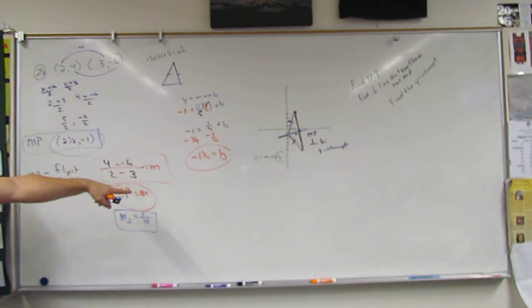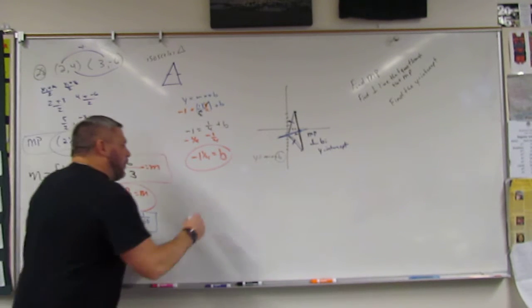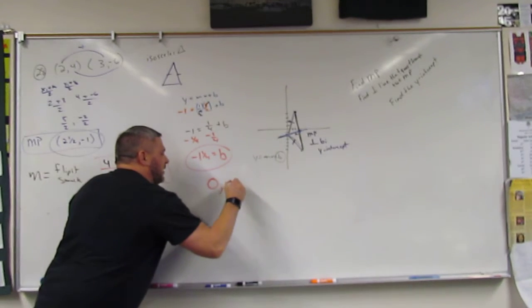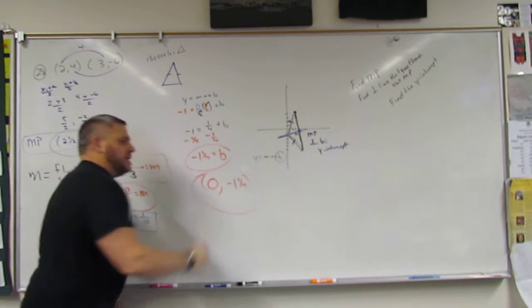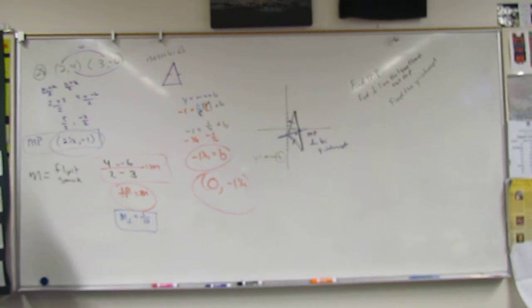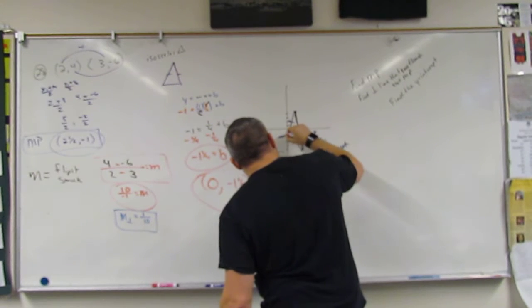So what's the point? The point is 0, negative 1 and 1/4. That's the point that creates the isosceles triangle.